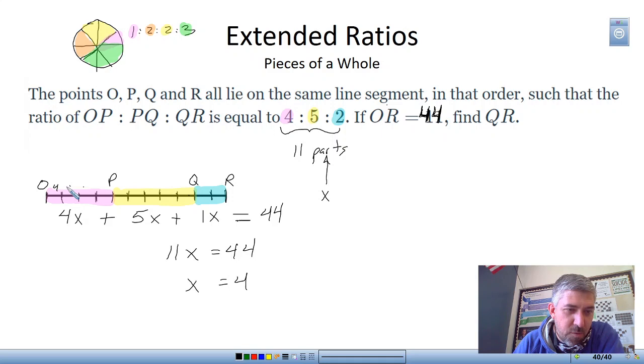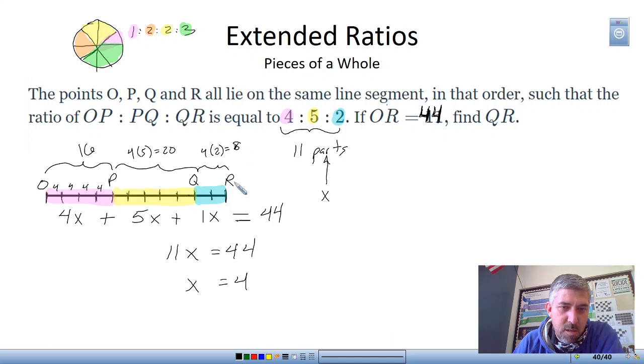All right? So then how long is each section? Well, this first section is 16. 4 times 4 is 16. How long is PQ? Well, that's going to be 4 times 5. All right, that's 20 units. And then how long is QR? All right, that's going to be 4 times 2, which is 8 units. There you go. That's extended ratios. Okay, that problem took a lot longer than I intended.